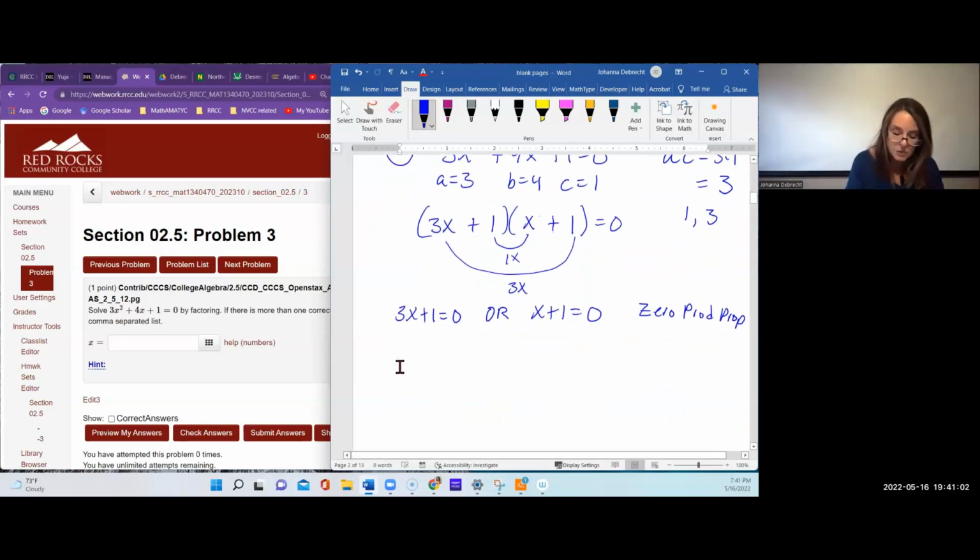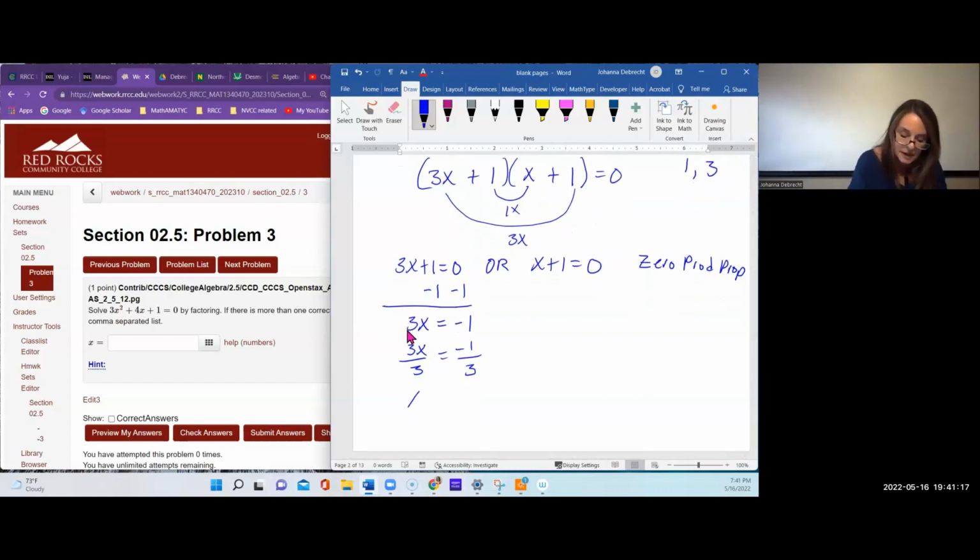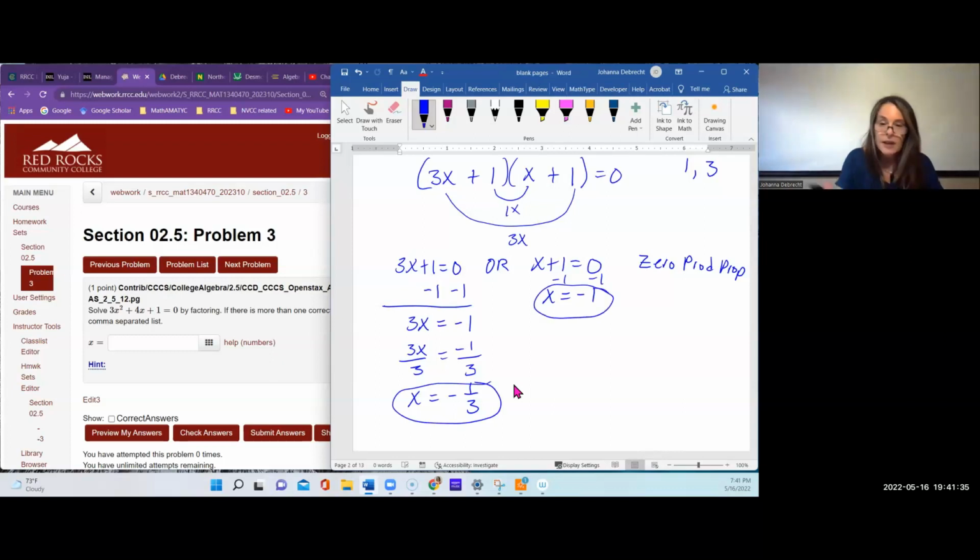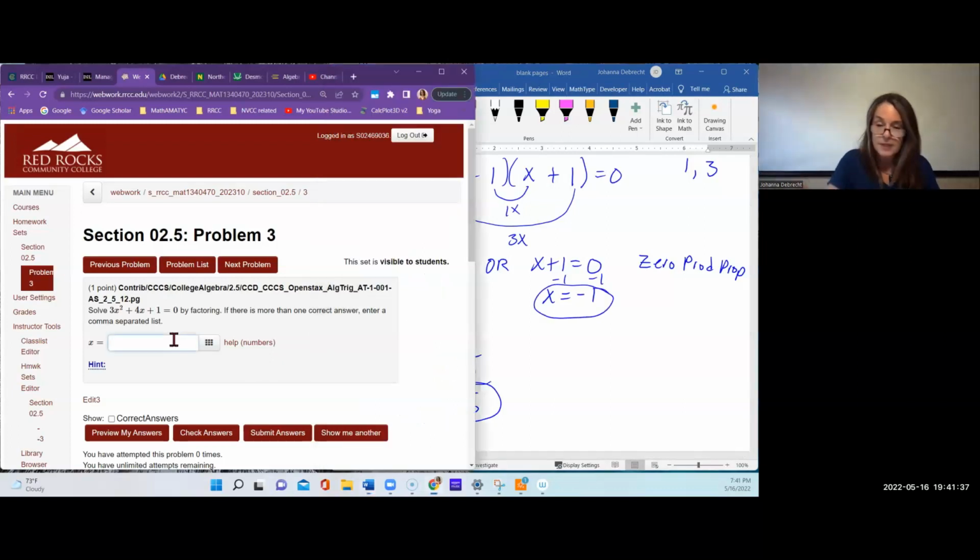Now I solve them individually. First, I move away the non-variable term to isolate the variable term 3x on the left. Then I divide both sides by 3 in order to isolate x. That tells me that x can equal -1/3 as one possibility. On the other one, I have x equal -1, which I can get by just inspection or by subtracting 1 from both sides. These are my two solutions. Now I enter them into WebWork in a comma-separated list.